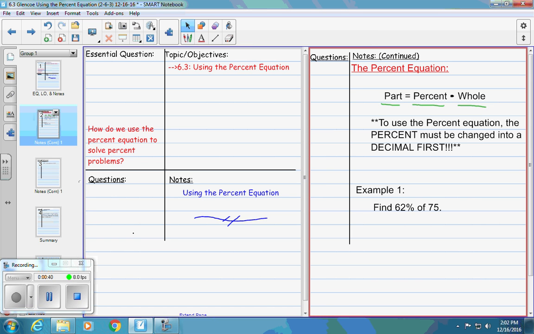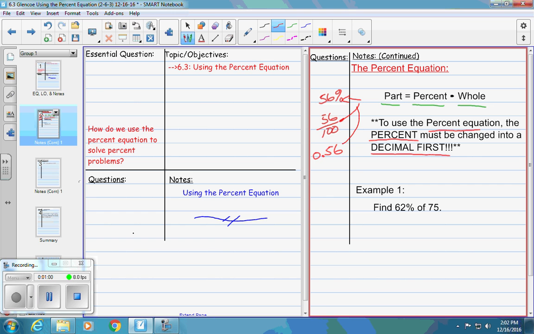And it's extremely important to realize that to use this percent equation, we're going to have to change the percent into a decimal first. So just a quick review, if you have 56%, remember that's 56 over 100, which is actually 0.56. These three values are all the same thing. So the pattern is you actually change, or the shortcut, you take its decimal point and you move it 2 times to the left. Okay, so let's see how to use this problem.